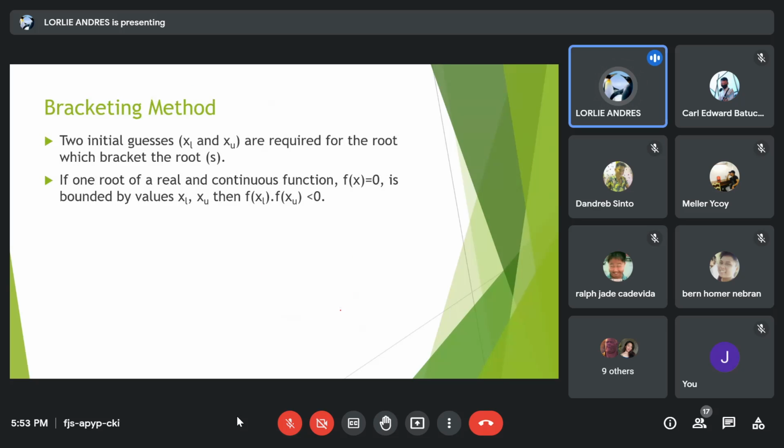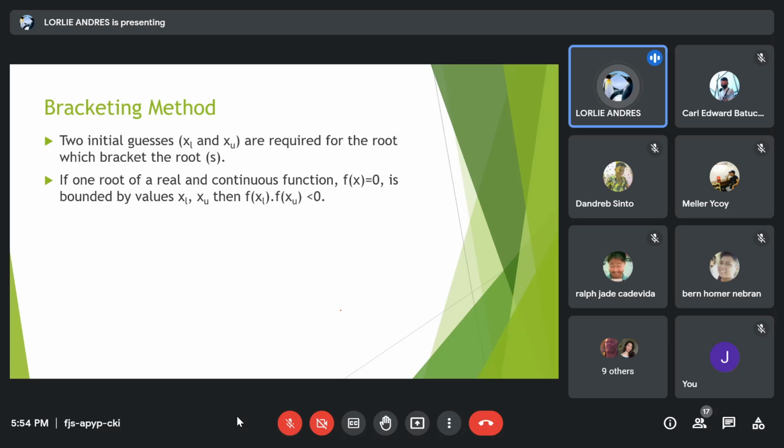The bracketing method has two initial guesses, which are x sub l and x sub u. X sub l means the lower guess value, and x sub u means the upper guess value. They are required for the root, and they bracket the root. So these two initial guesses are required to bracket our root. But take note, our two initial guesses should have our root value between them, within their range.